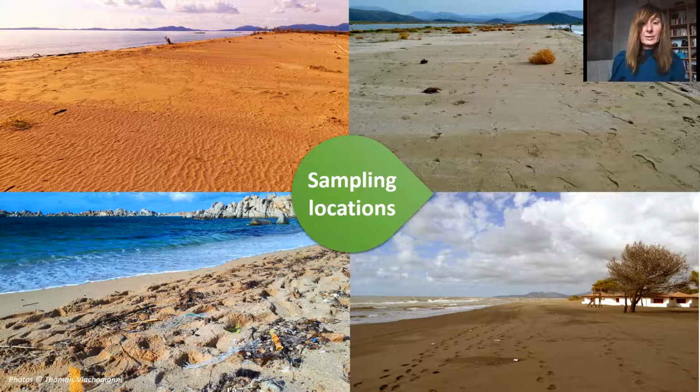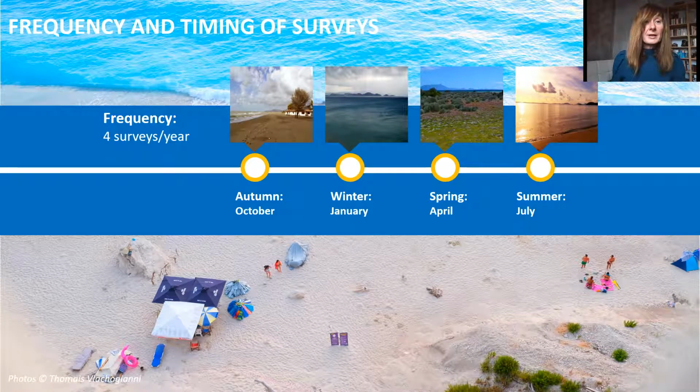Here are just a few examples of sampling locations in the Mediterranean. And now let's take a closer look at the frequency and timing of the surveys. The surveys should be implemented 4 times per year: in autumn, specifically in October; in winter, specifically in January; in spring, specifically in April; and then in July when it comes to the summertime.